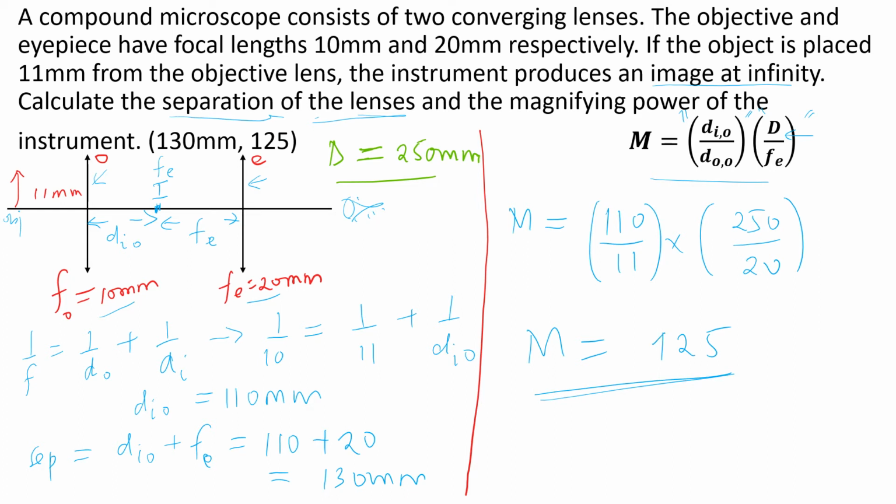We didn't put negative here, but if you wish, you would put it there, because negative or plus for magnification may mean the image is inverted or upright, but since we are interested in magnifying power, we want to know how big the image is compared to the object, and it's going to be 125 times bigger.